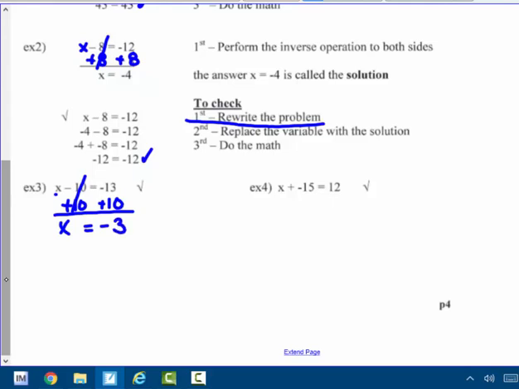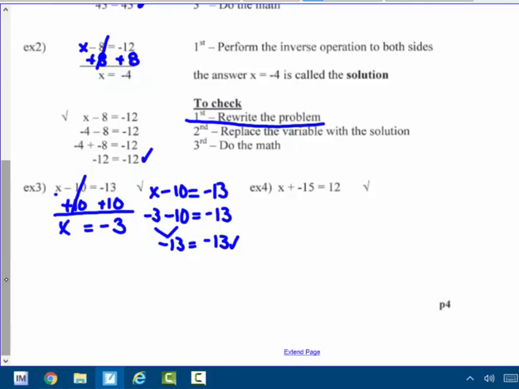And I'm going to take the sign of the larger absolute value, which is the negative 13. So my answer is negative 3. Check. X minus 10 equals negative 13. Negative 3 minus 10, I'm replacing x with negative 3, equals negative 13. Negative 3 and negative 10, same signs, add and keep. Oh, that's negative 13, which equals negative 13 on the other side. Yippee! Got it right. Then you go on to the next equation.